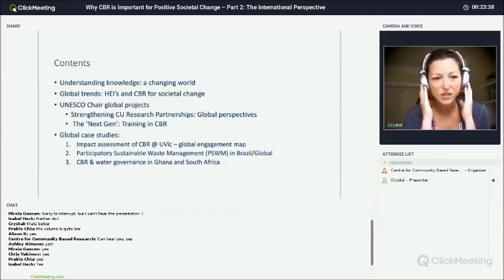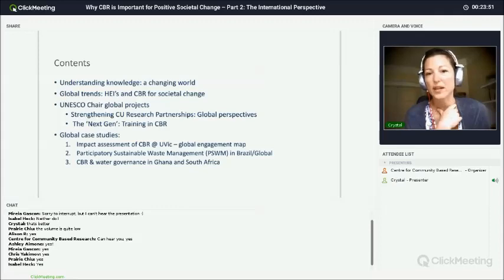And then I'll speak really briefly just to a few of our UNESCO Chair global projects. One is Community University Research Partnerships, Global Perspectives, we did a few years ago, and then another big project called the Next Gen Training in CBR, just to give a little bit more information about that. And then I'm going to focus on 3 different case studies. One was an impact assessment I did at UVic, looking at the impact of community-engaged research over about 6 years. And then 2 other large global projects that are participatory, community-based, focused on waste management, and one also on water governance from Ghana and South Africa, from some work I did recently with UBC.